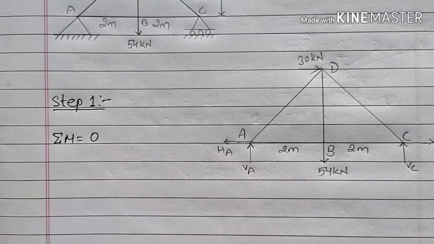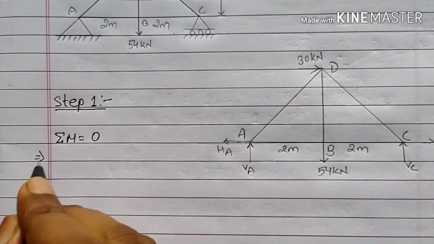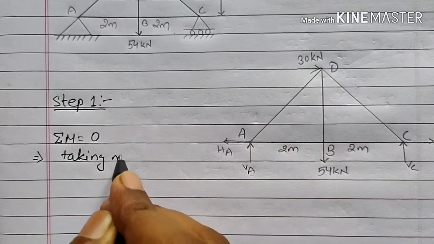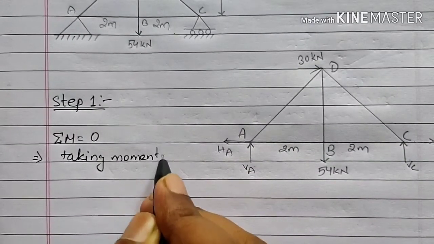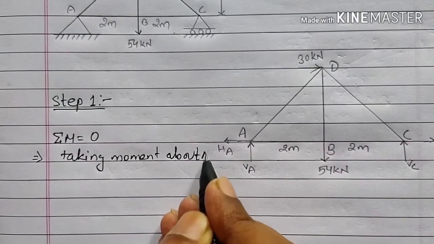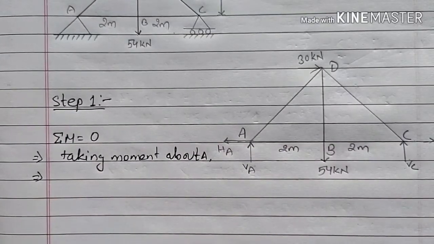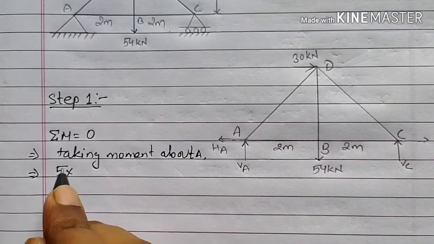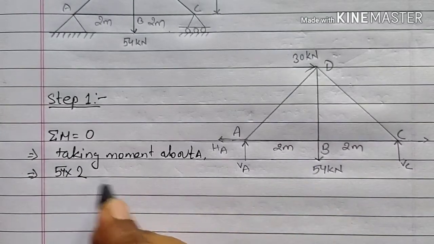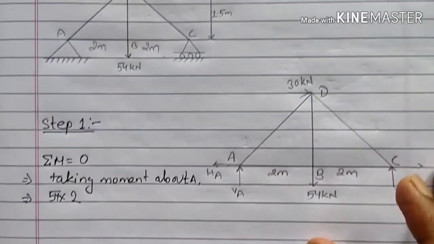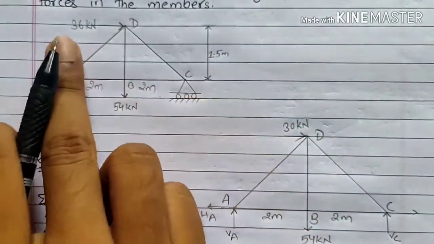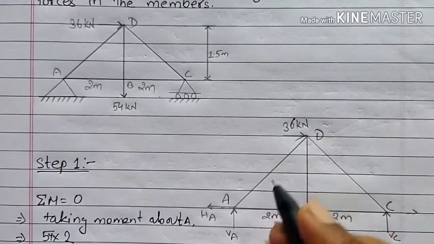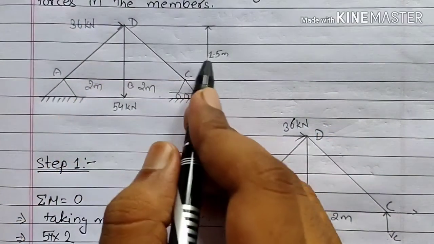And then we will have here summation M equals 0, taking moment about A, we will have here 54 into 2, and this 36 kilonewton is acting at 1.5 meter. This is 36 kilonewton, and 36 kilonewton is acting at a span of 1.5 meter.